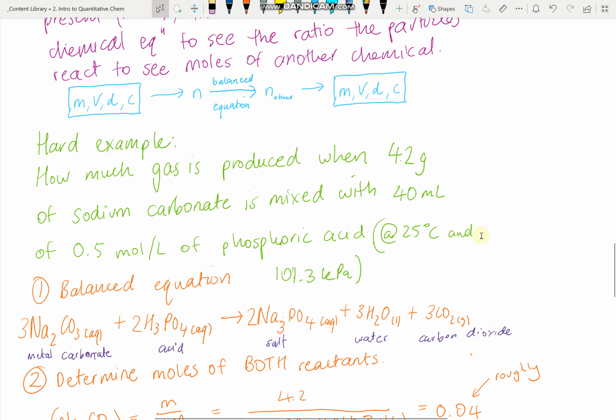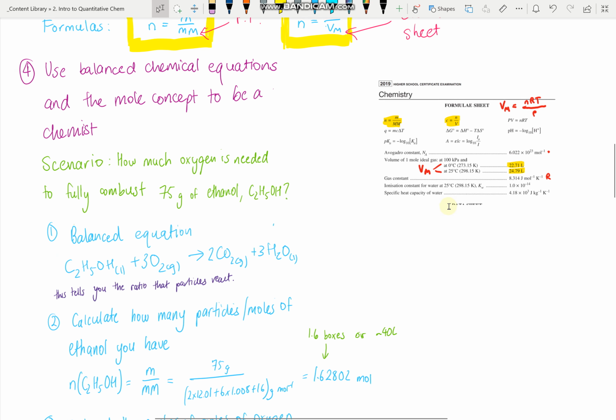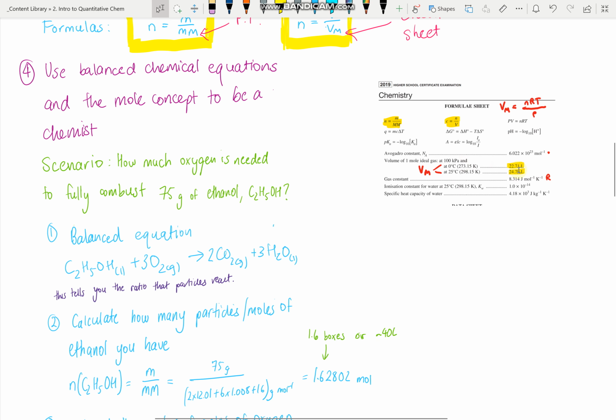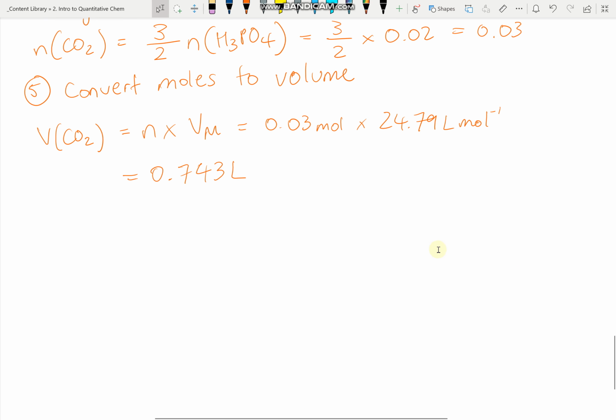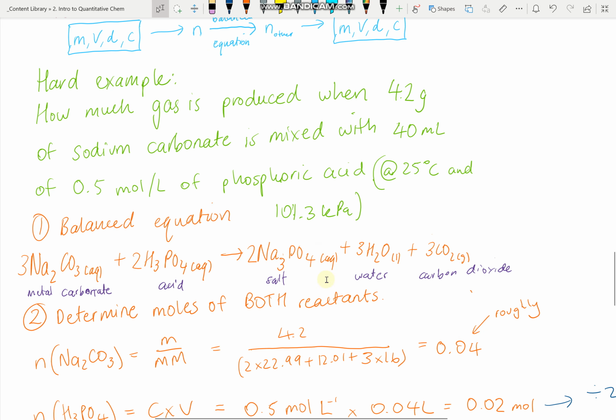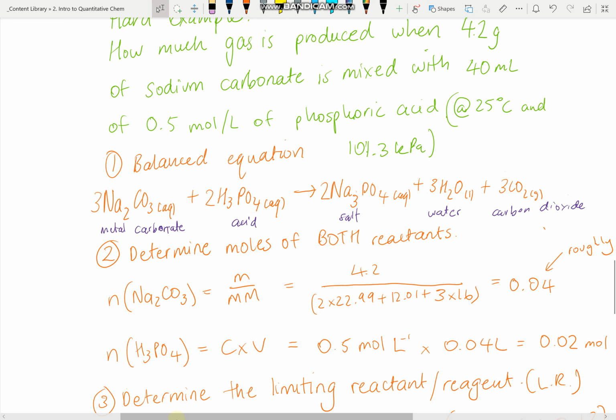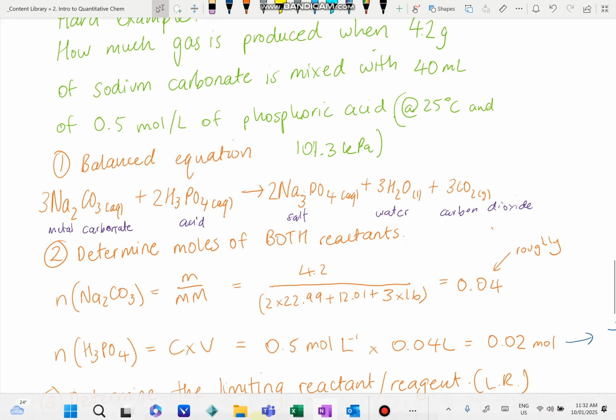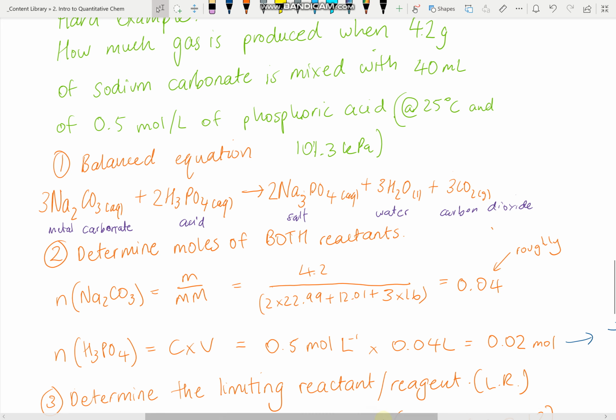Note that it says 25 degrees Celsius and 100 kilopascals, room temperature and pressure. And when I see that in a question, I know I'm going to be using this Vm or, when I get moved on a bit, I can use the ideal gas equation in later videos. Either way, they both get to the same point. And you go, right, I do my balanced chemical equation. You almost always start with this. In chemistry, if you don't know what you're doing, just start with a balanced chemical equation.